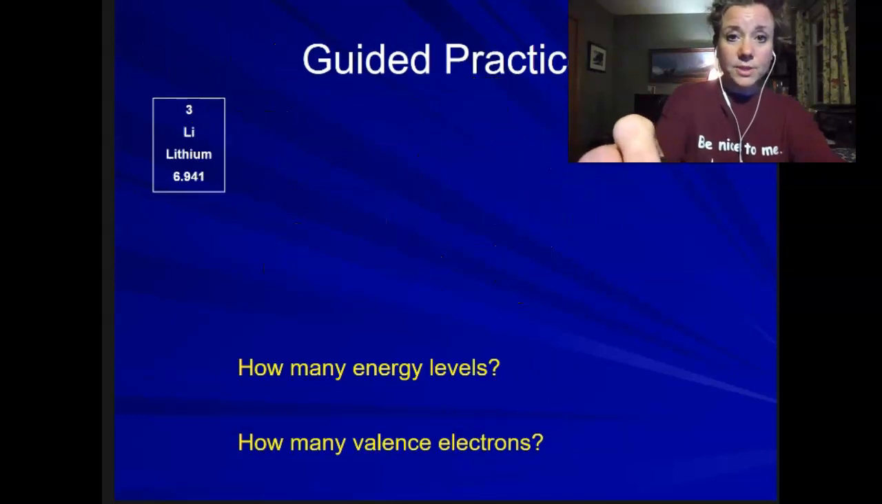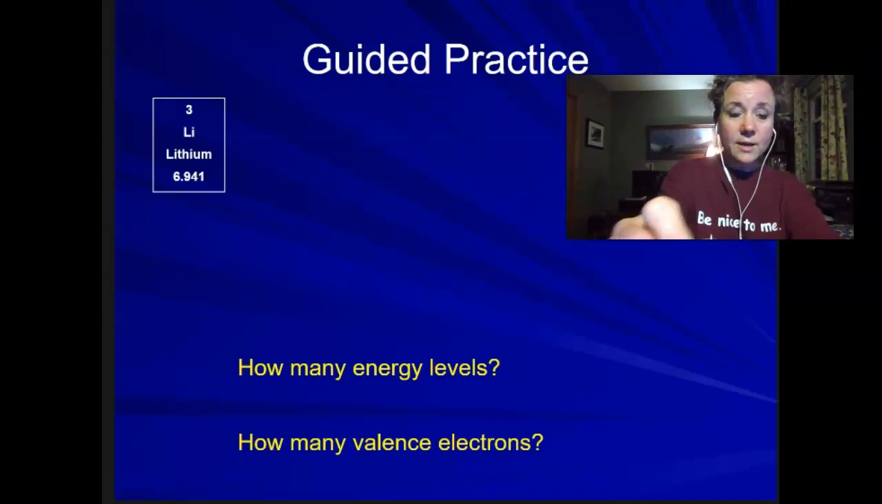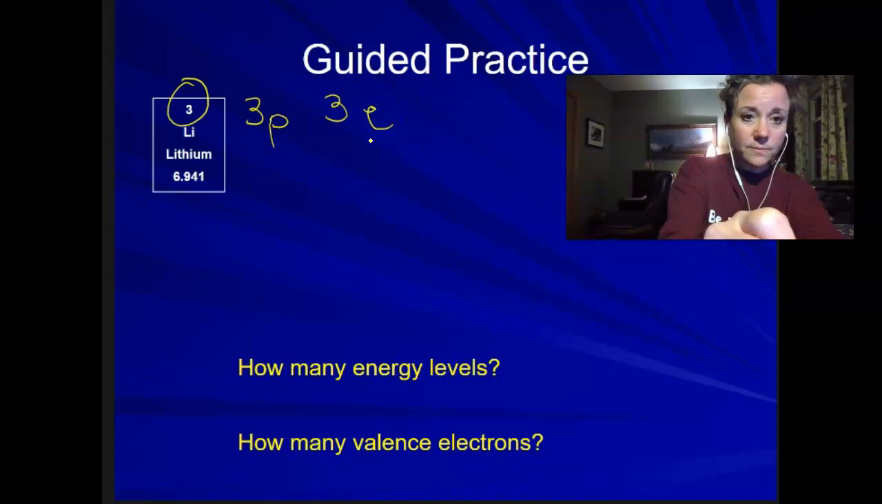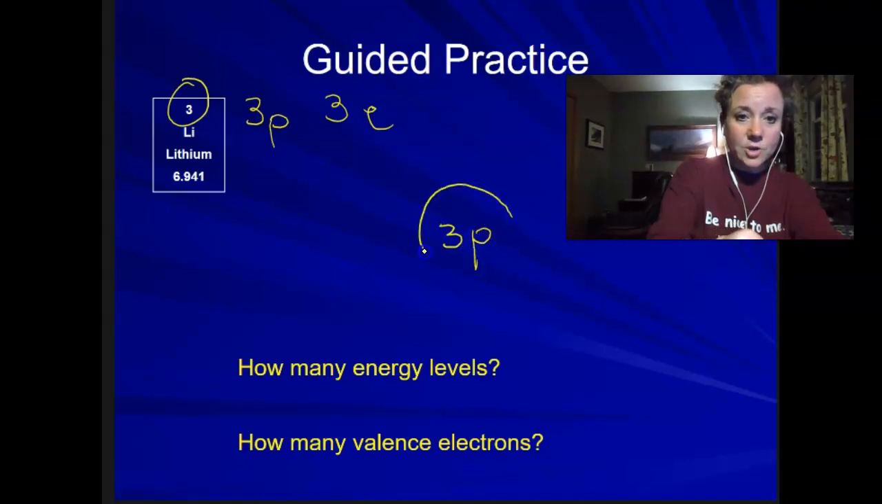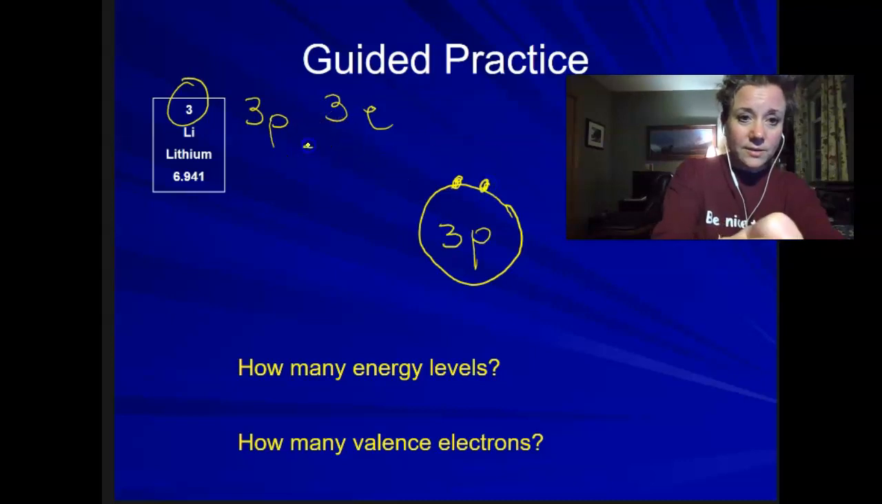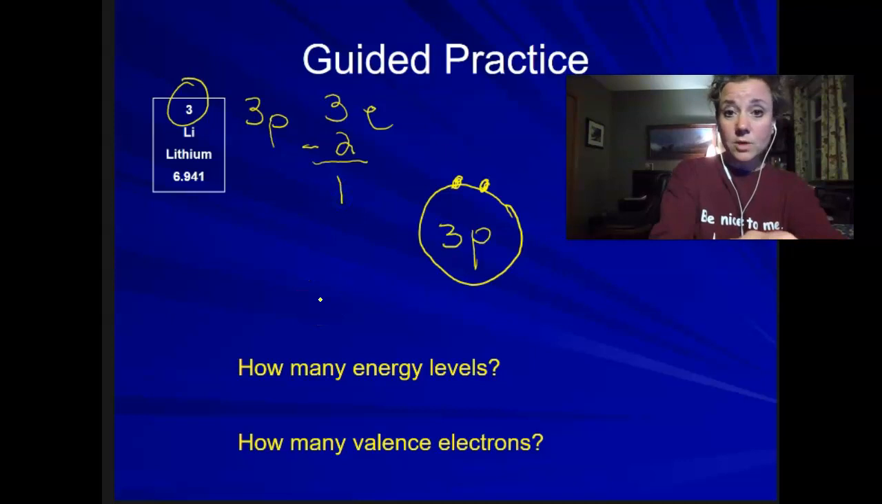Okay, let's do one more together. This is for an atom of lithium. I have an atomic number of 3, which means I have 3 protons and I have 3 electrons. So let's start by drawing 3p, where I'm going to have the center of my atom, and draw my first ring. How many electrons can go in that first ring? If you thought 2, you would be correct. 1 and 2.